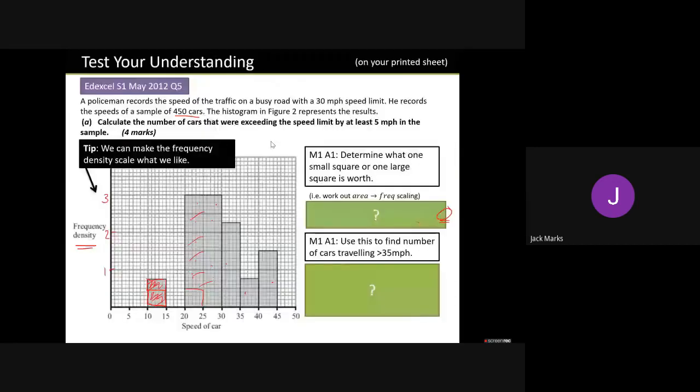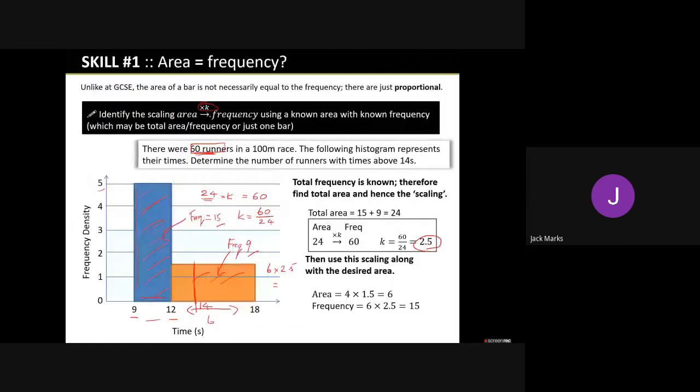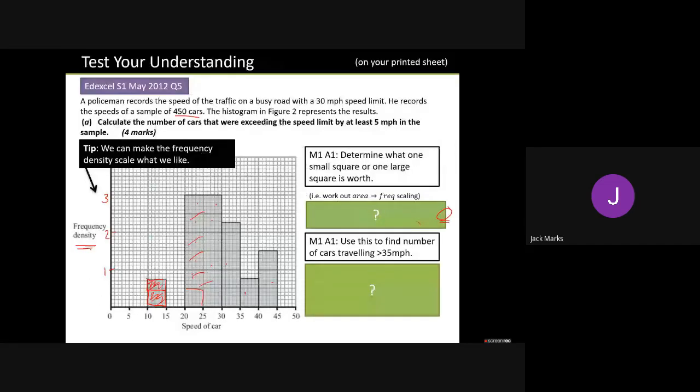So key ideas really to take from this, I would say, are scaling, the idea that we can scale, so compare frequencies together, total frequencies from diagrams and from questions, and also learning how to handle situations where frequency density isn't given to you. You can simply assign your own numbers, and this will work as long as you are consistent.